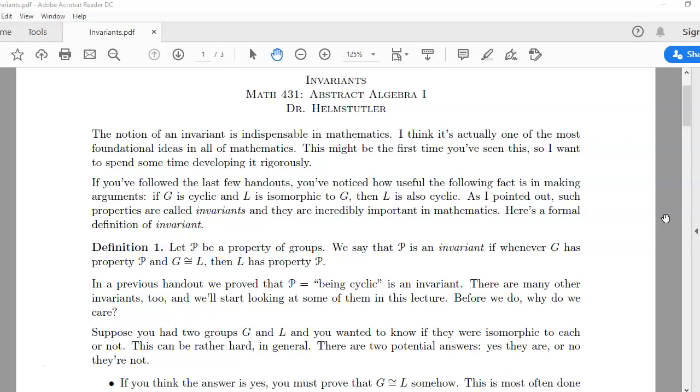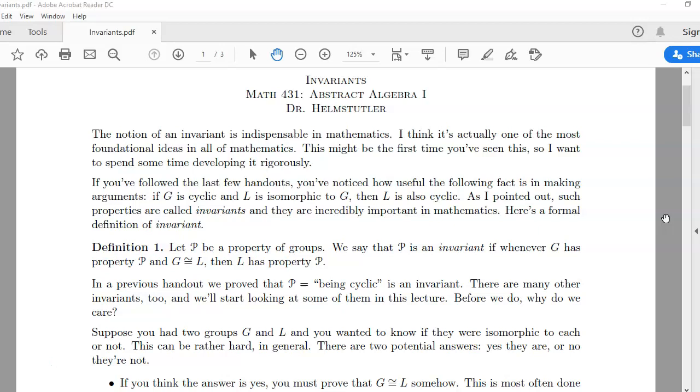So we've already seen one invariant in group theory, and that's the invariant of being cyclic. I just want to get into more of this, abstract this a little bit, and look at some other invariants and how they might be useful. So let's talk about this.